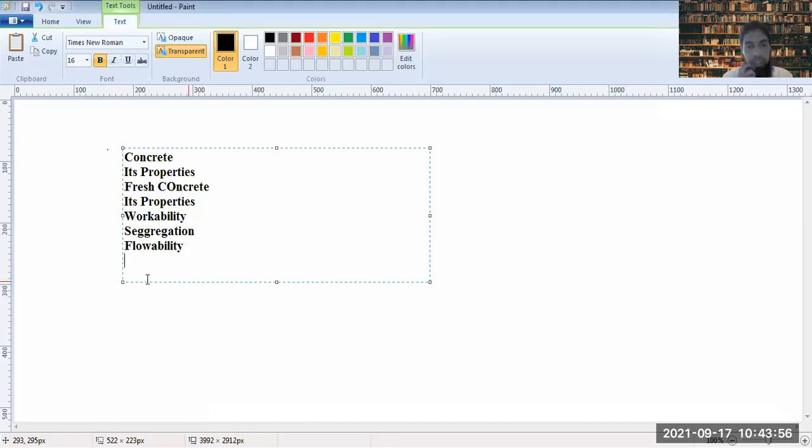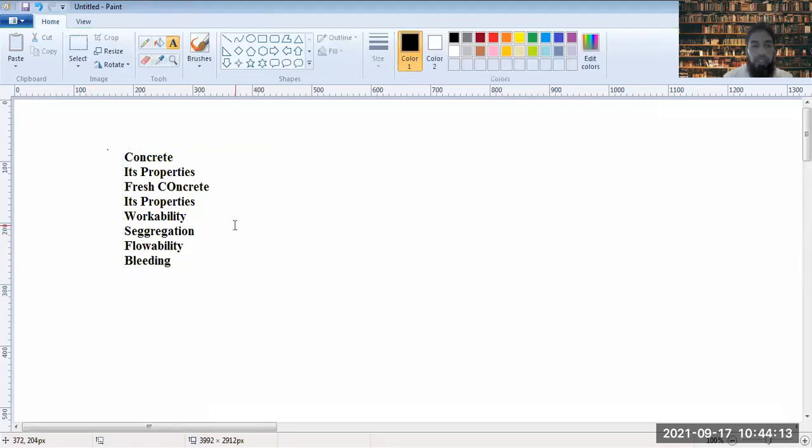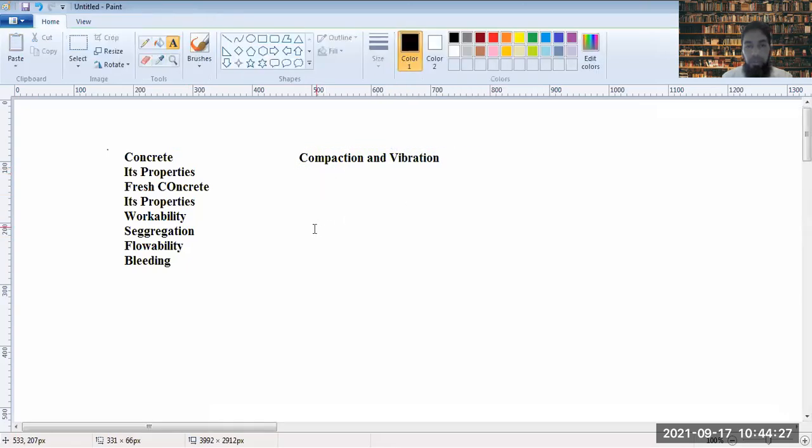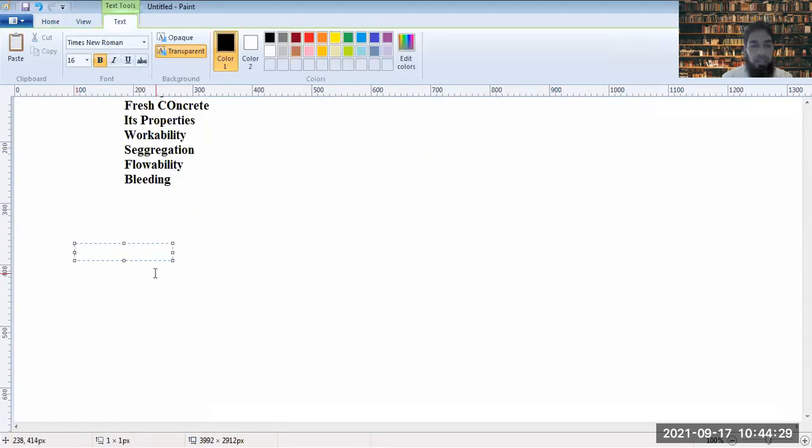So we discussed concrete and its properties. We are discussing fresh concrete, its properties, workability, segregation, flowability, and bleeding, which was related to workability. Then we discussed the slump. We also discussed compaction and vibration of fresh concrete. So these were the properties of fresh concrete that we were discussing until the last lecture.